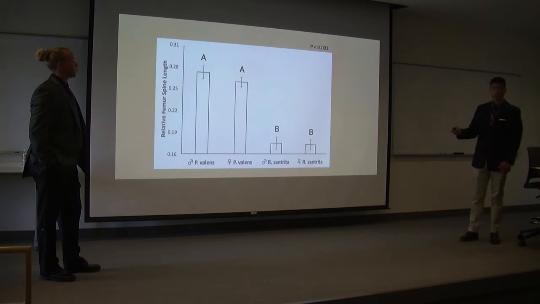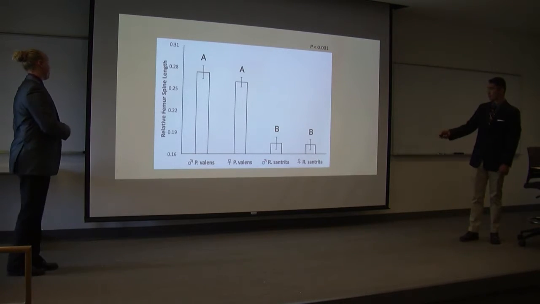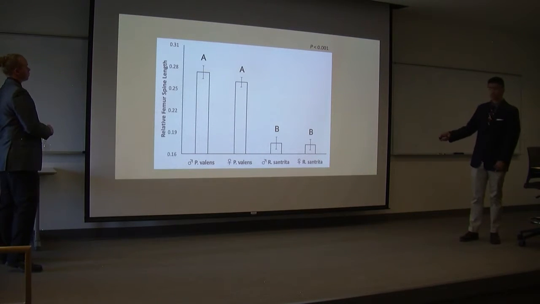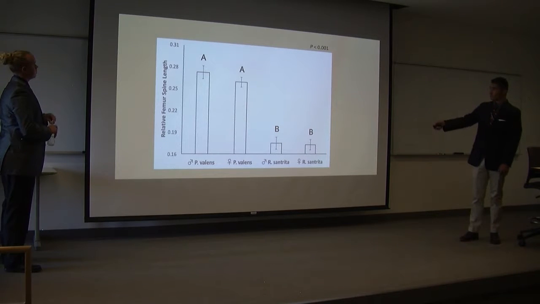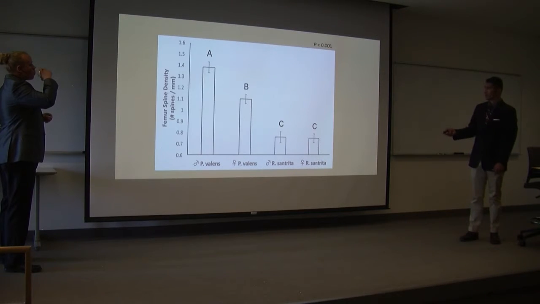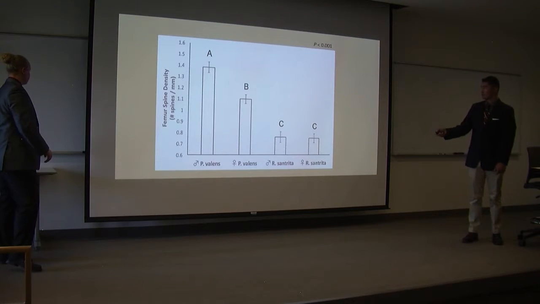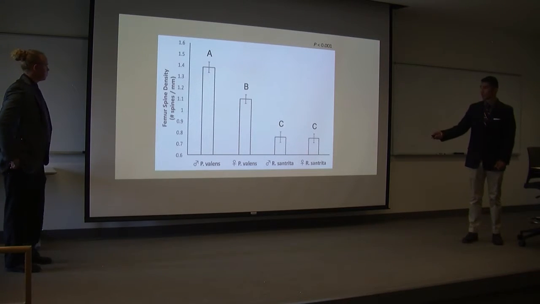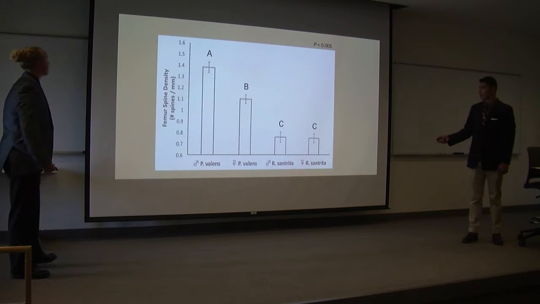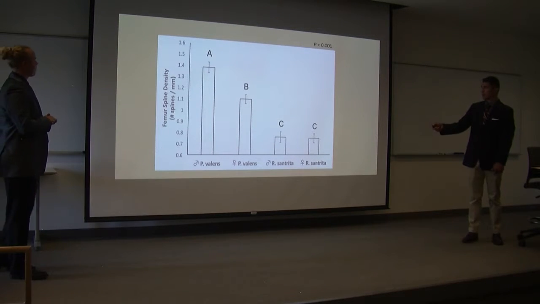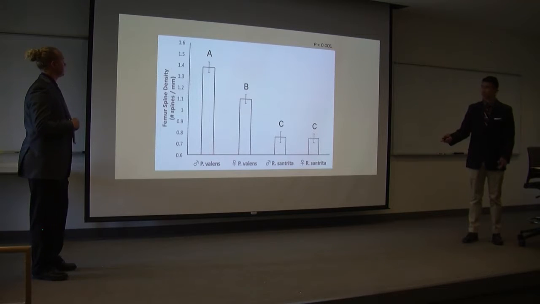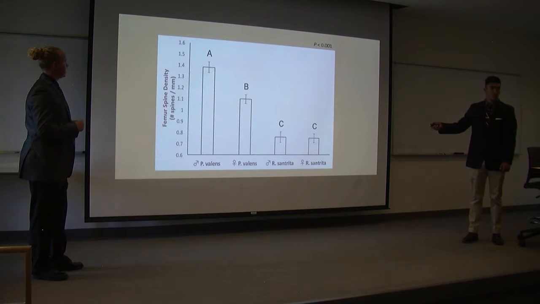Now looking at relative femur spine length, we see once again that Pardosa valens is significantly different from Rabidosa centrita as far as femur spine length. Next, we have femur spine density. Here, once again, the trend follows with Pardosa valens being significantly different from Rabidosa centrita. However, this time we also see sexual dimorphism in this trait, with males having a significantly higher femur spine density than females of the same species.